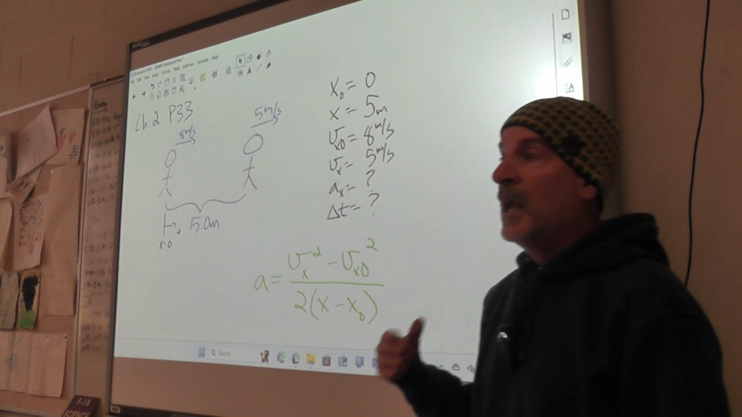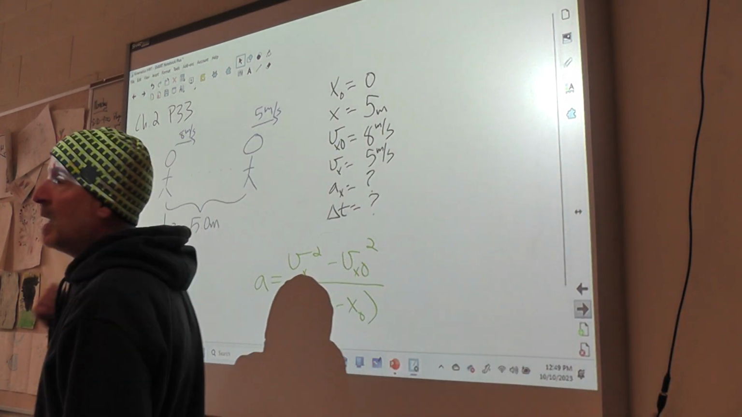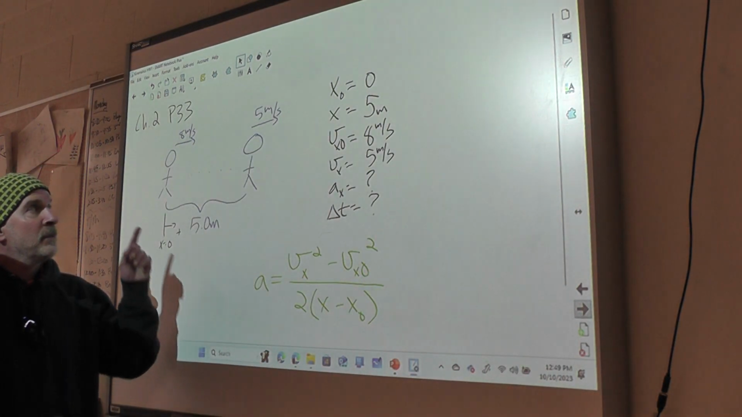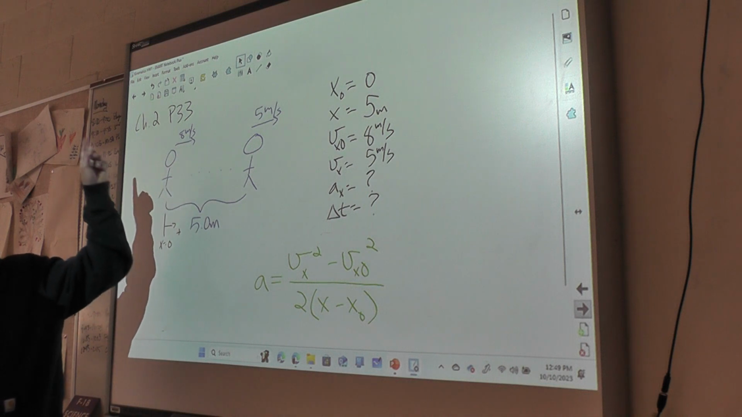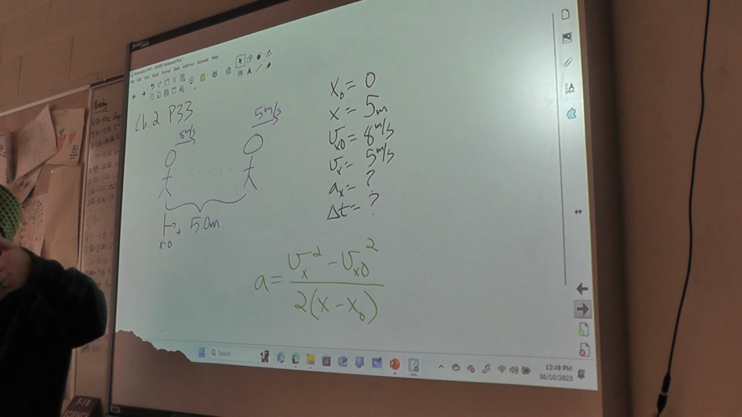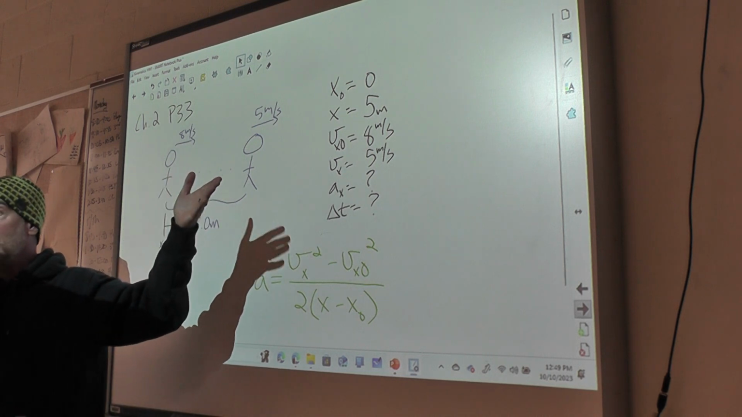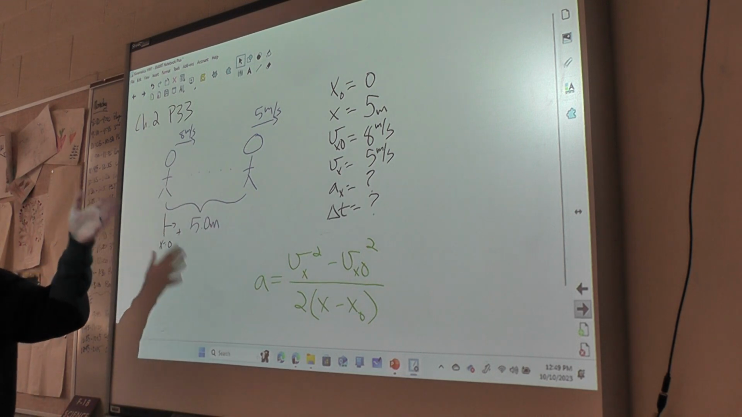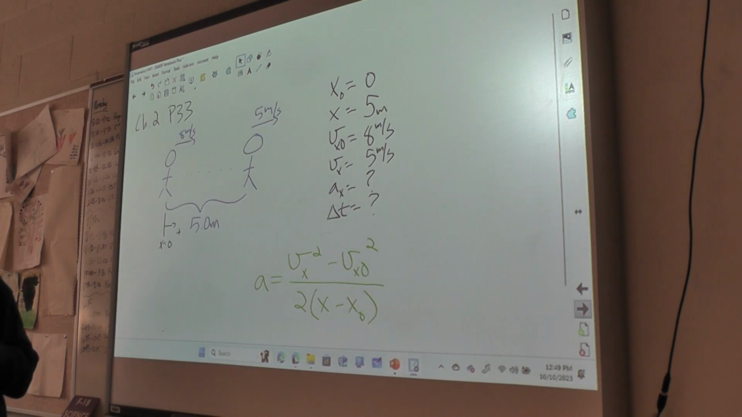And what you end up getting is a negative number, negative acceleration. If you have a positive velocity that becomes less positive, you're slowing down. The acceleration in that case is going to be negative. Positive velocity with negative acceleration means you're slowing down. The question is asking about the magnitude.